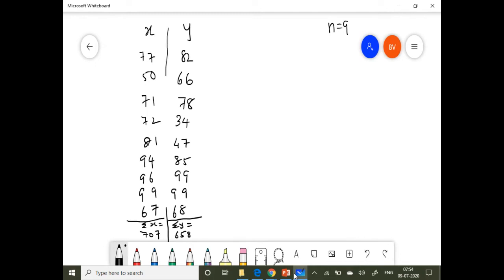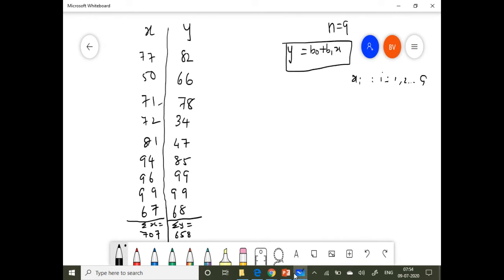So let's roughly draw a line to separate this x. Now, what do you mean by xi? When I say xi, i varies from 1 to 9. X1 is 77, X2 is 50, X3 is 71, X4 is, this is the way, isn't it? So does the y. Now, we have the formula for B1. We are going to find y is equal to B0 plus B1x. We are going to find this regression line, isn't it? What is B0? What is B1?